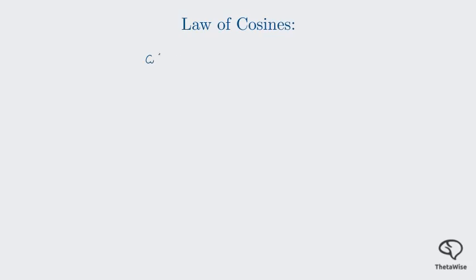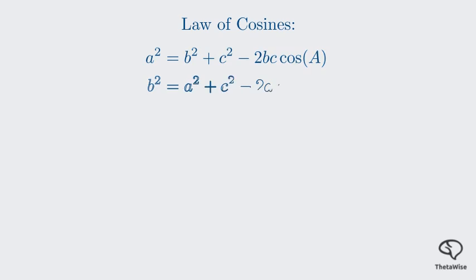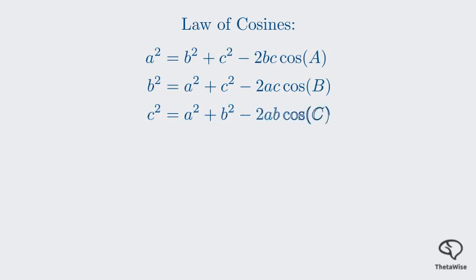The law of cosines has 3 forms, one for each side. They all follow the same pattern. For example, a squared equals b squared plus c squared minus 2 times b times c times the cosine of angle A. Notice that if angle A were 90 degrees, cosine of A would be 0, and the equation would simplify to a squared equals b squared plus c squared, the Pythagorean theorem. So it's a more general rule.